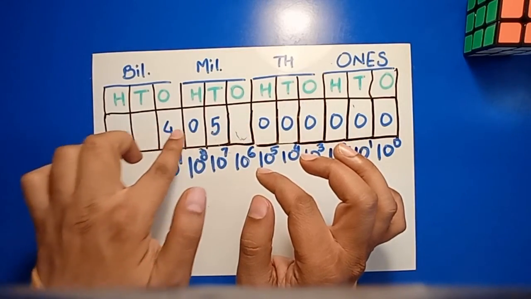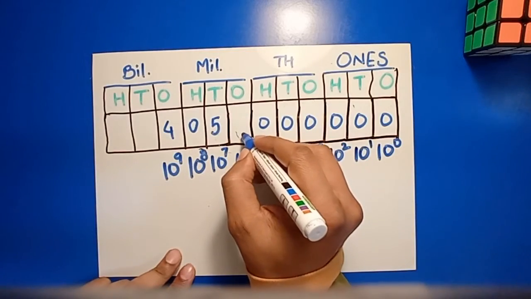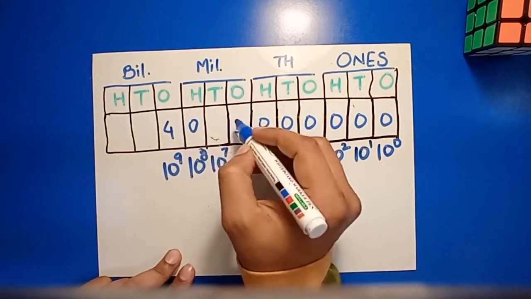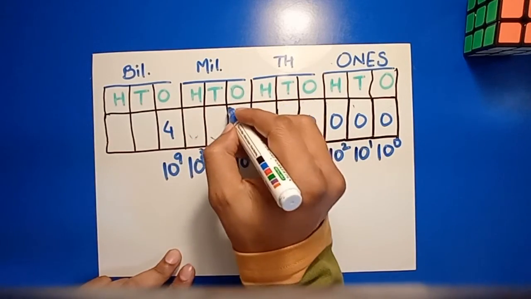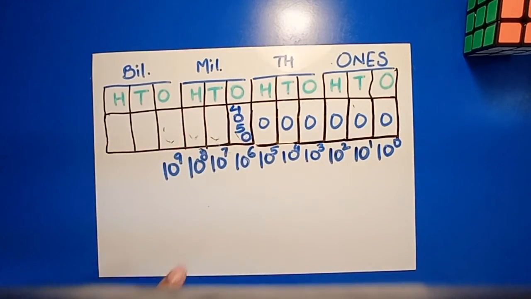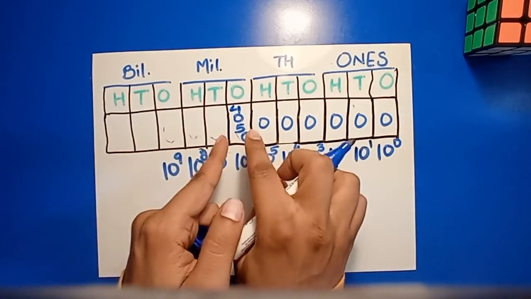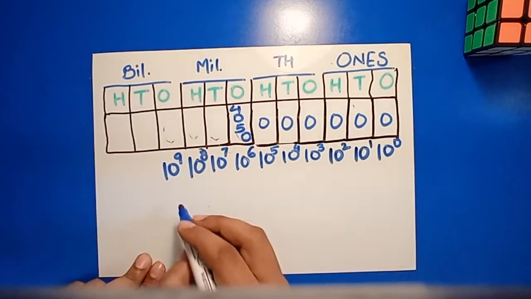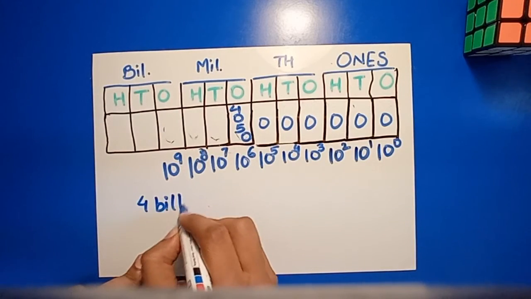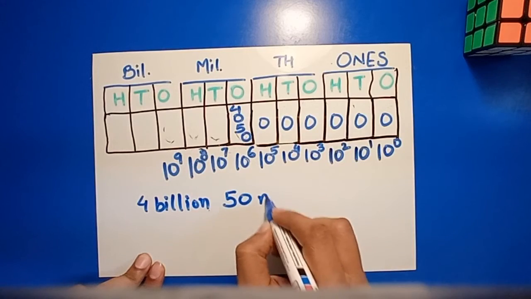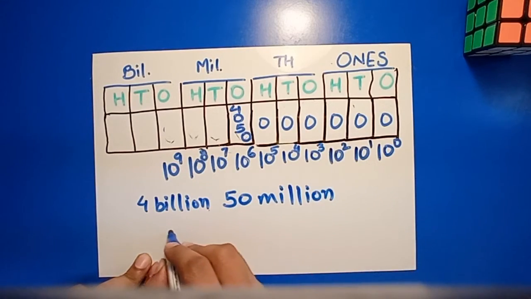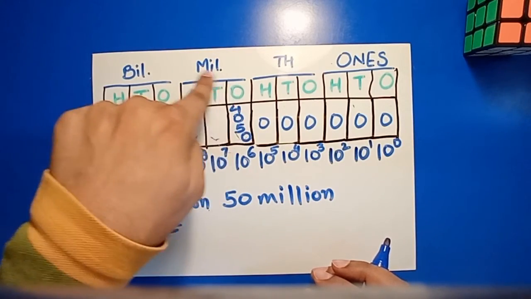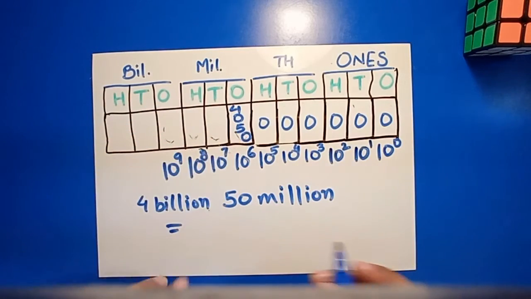And what all is here? 405. So 0 was already there. Let's put 5 as well. Let's put 0 as well. Let's put 4 as well. So what does it become? Everything is now in the ones million placeholder. So what is 4 billion 50 million equal to? It is equal to 4050 millions.